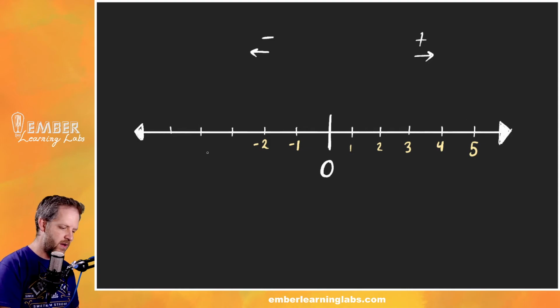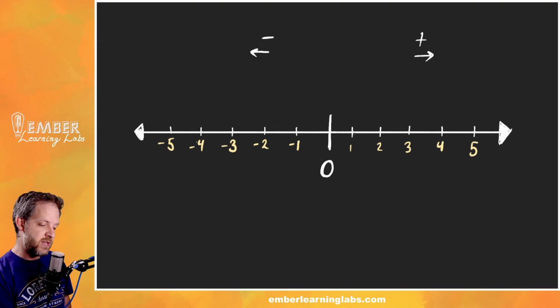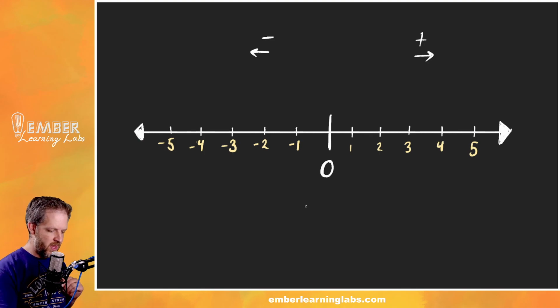Let's finish up labeling this. -3. For some reason, 3s are kind of my kryptonite. 3s and 8s for drawing them. -4. So you can see as we go more negative, the numbers start out small, close to 0, and then get more and more negative. They get bigger and bigger as we go to the left. So that is what integers are.